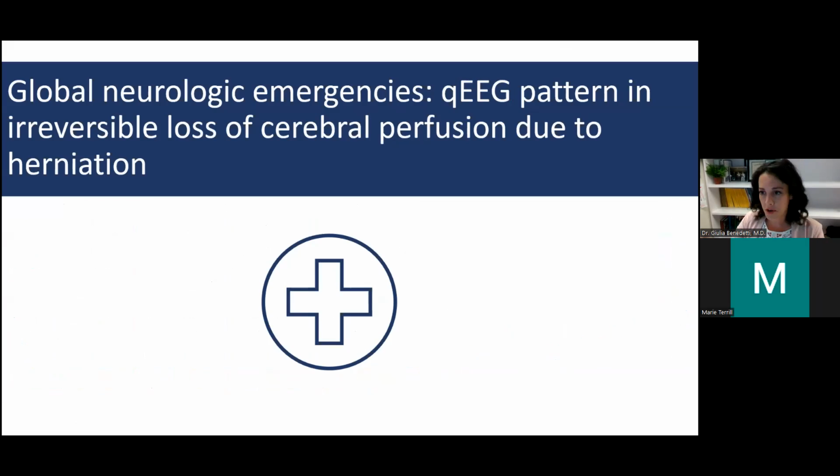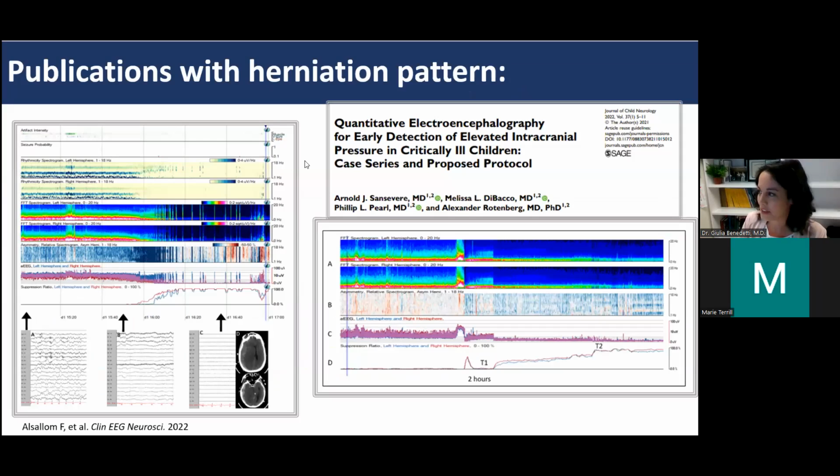So now we're going to go to the whole brain, both hemispheres. Dr. Sansevier nicely reviewed the publication that he authored about recording increased ICP on quantitative EEG. And what he found with 13 patients was that there was a rise in suppression ratio, on average more than 3 hours before there were clinical or radiographic changes confirming type 2.